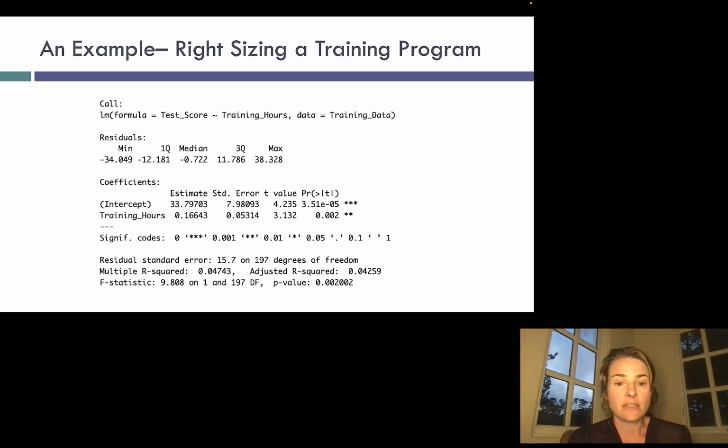What this model is telling us is that for every increase of a training hour, test scores, on average, increase by about 0.16 points. So for about every 5 additional training hours, people get about an extra point on the final exam in the class. This is statistically significant. You look at that p-value, it's 0.002.